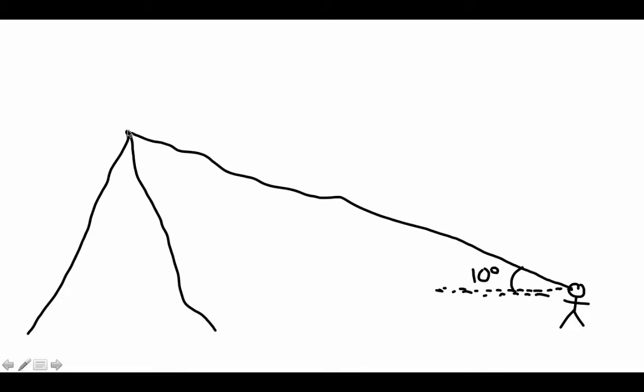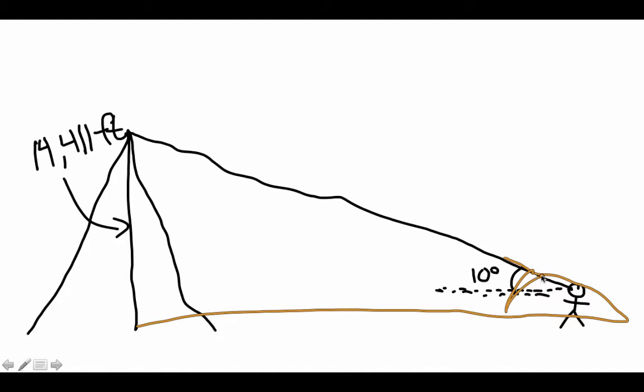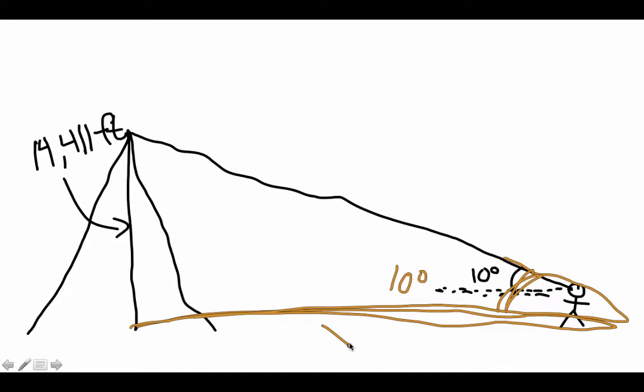And I know that Mount Rainier is 14,411 feet. I could use that information to create a right triangle. Let's assume that my eyeball is on the ground for this example. This is 10 degrees. I know this is 14,411 feet, and I could find the distance I am from the base of Mount Rainier, called x.